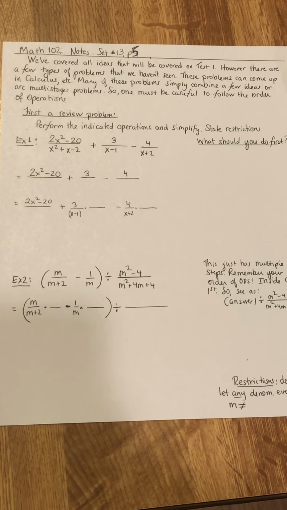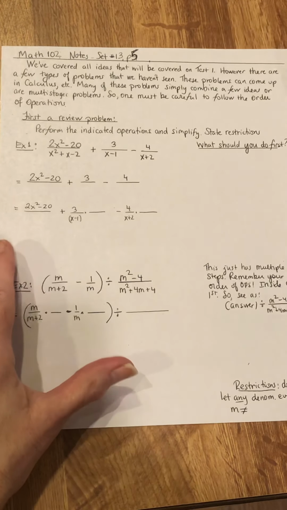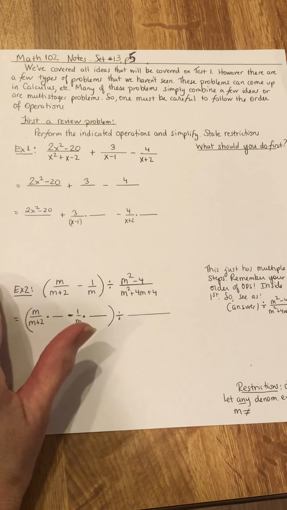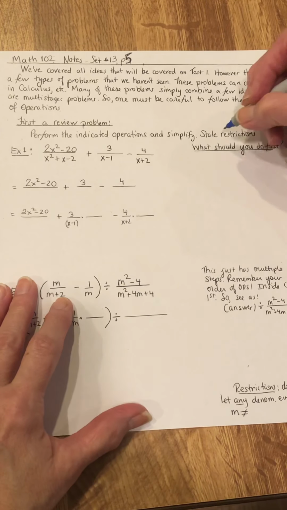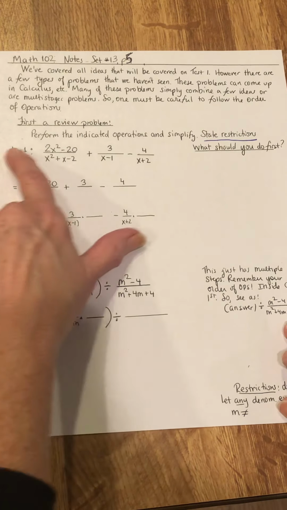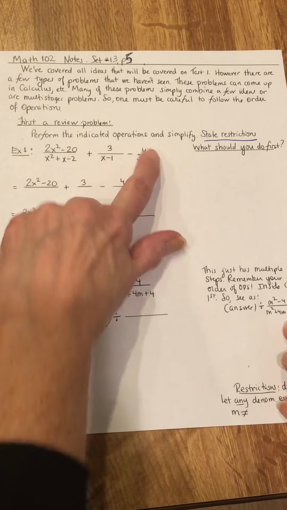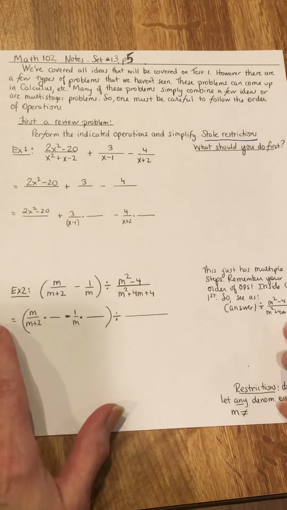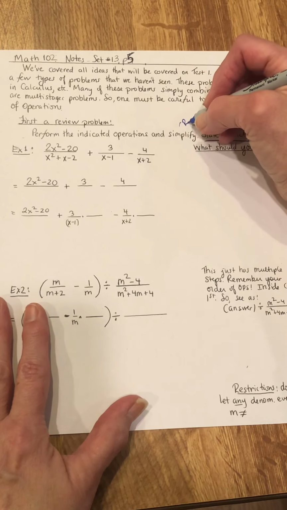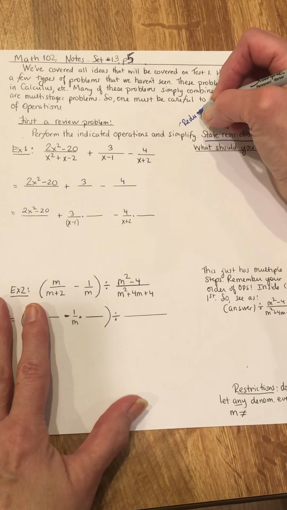So here's a review problem. It's just bigger than most of the ones we've done. We're adding fractions, adding rational expressions. Notice I say state the restrictions, and my instructions say perform the indicated operations. That means add and subtract. And simplify, which basically means, hey, if your final answer reduces, then you should do that.